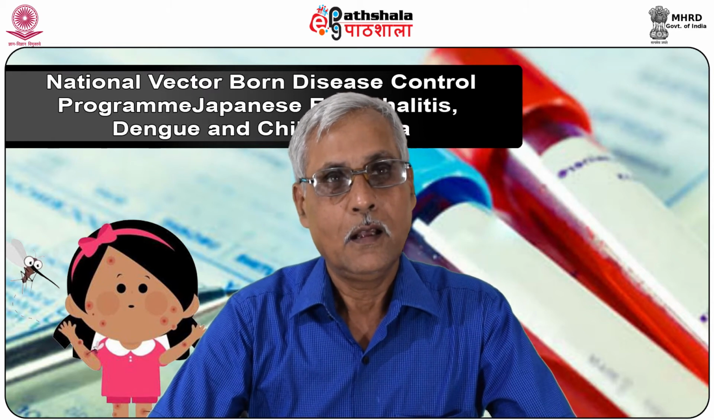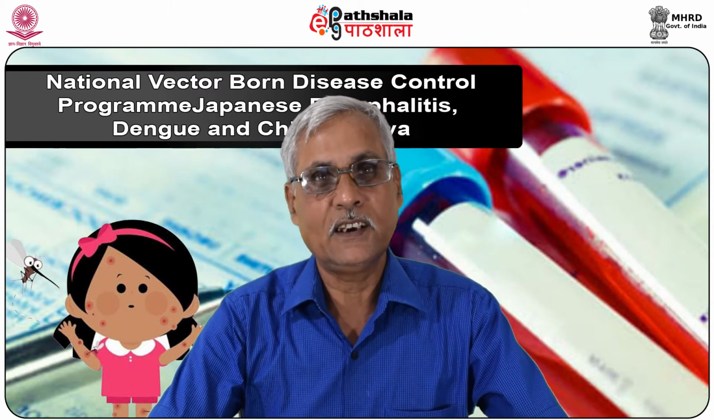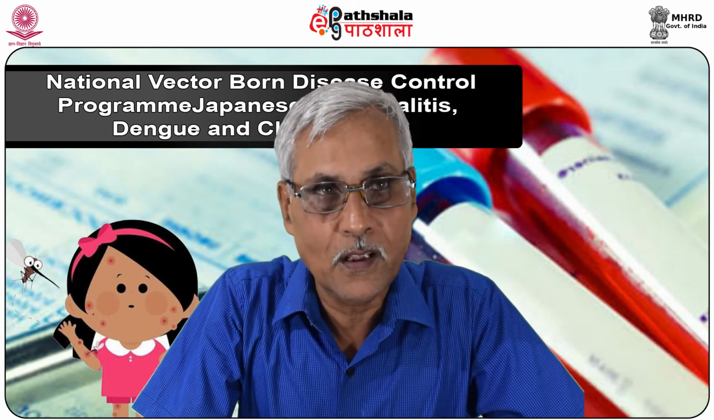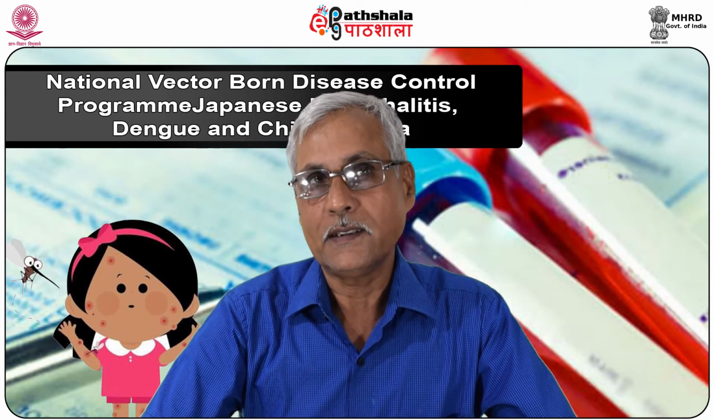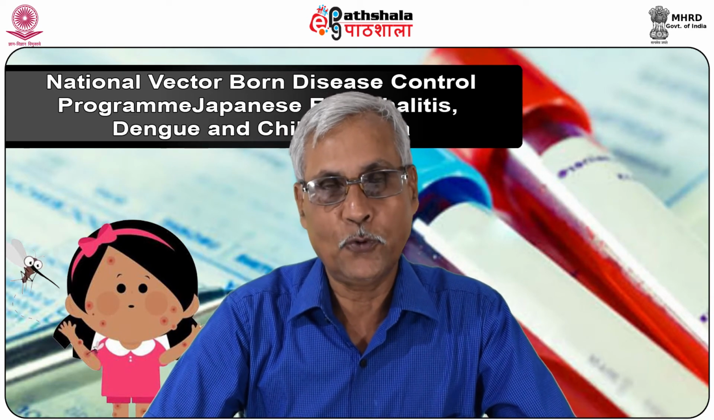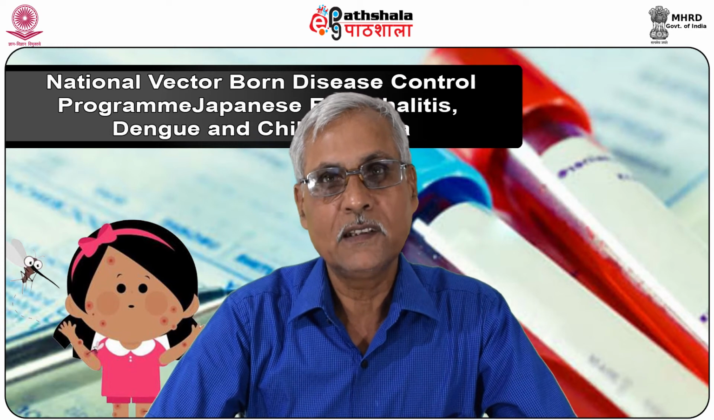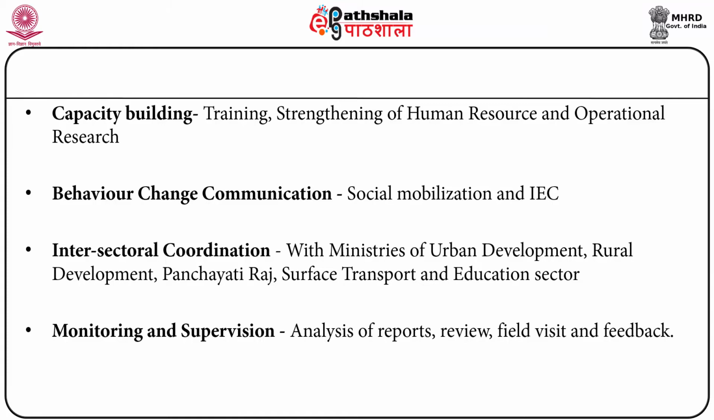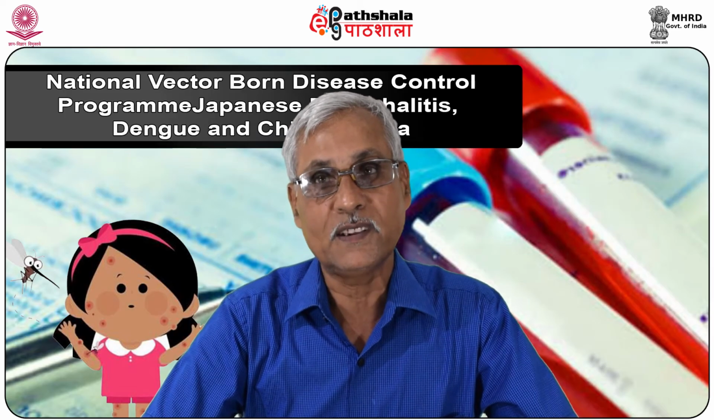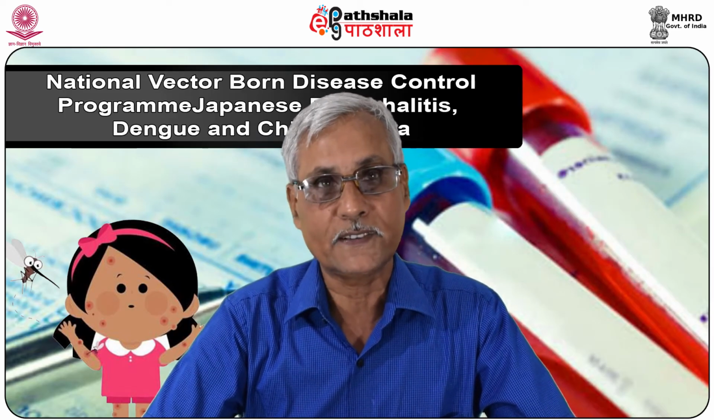Finally, in any program, we have to understand where we stand in terms of our achievements, and that can be done only by efficient monitoring and supervision. That is analysis of reports, review of deaths, field visits, and taking feedback. So, just to summarize, dengue is an important disease of global concern. One can imagine that 50% of the global population is under potential threat of this disease, across 141 countries.